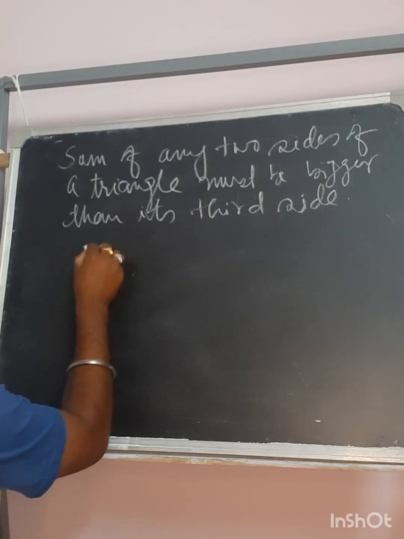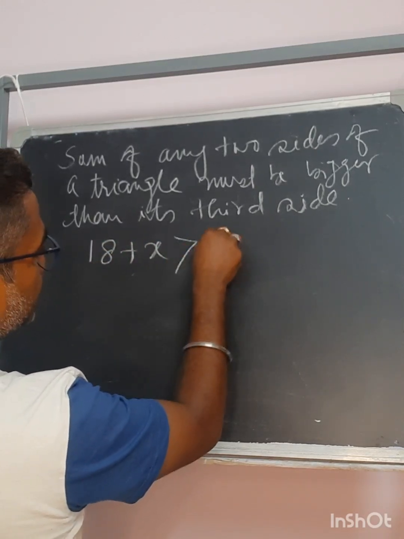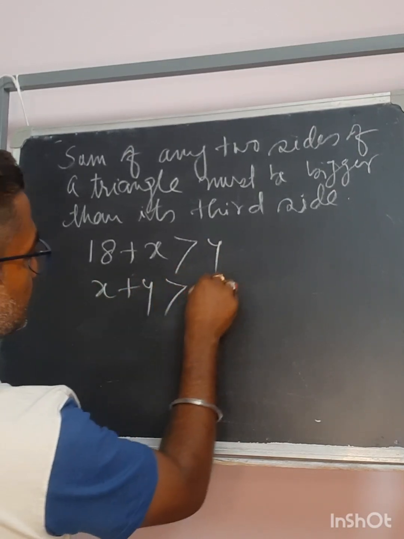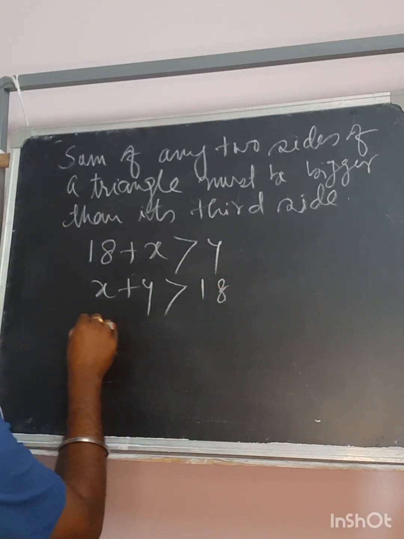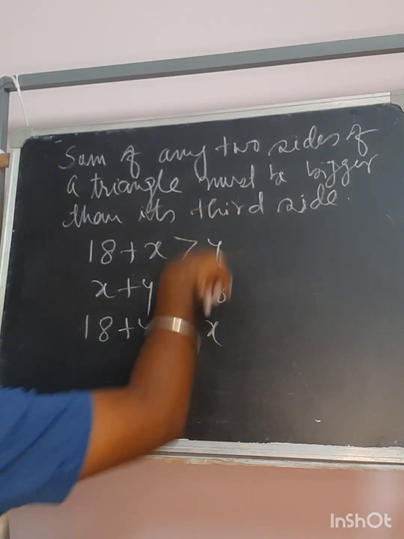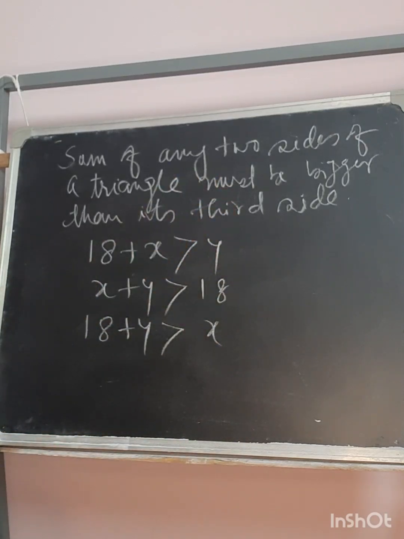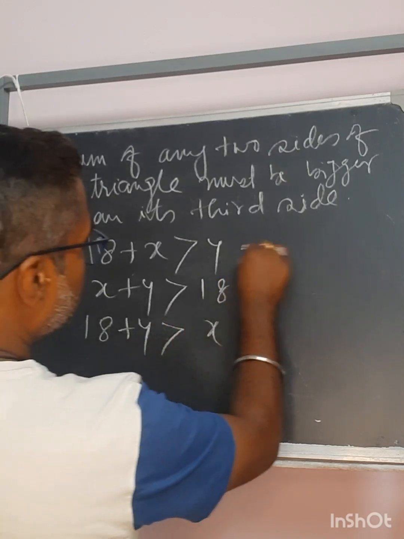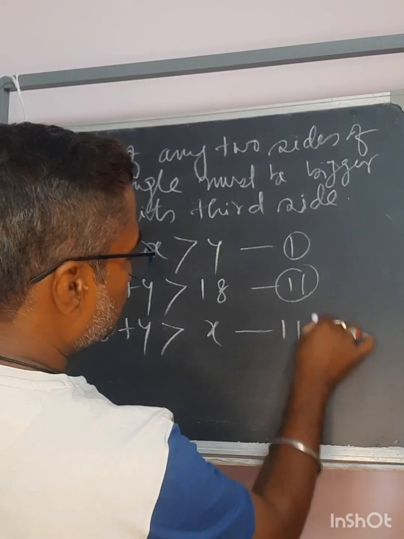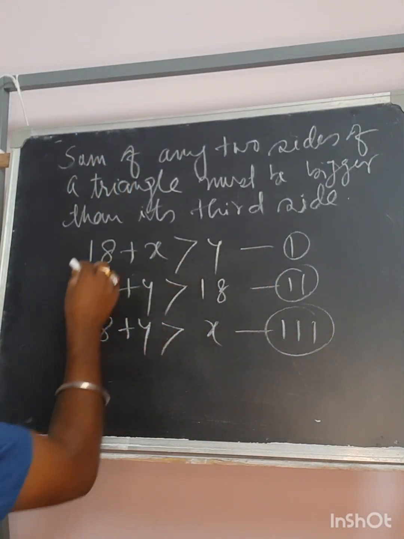So I can say that for any two sides, 18 plus x must be greater than y. This is the first condition. x plus y must be greater than 18, and the third one is 18 plus y greater than x. So these are the three possible conditions where the triangle can exist. Let's call them 1, 2 and 3. Considering two at a time, let's see what we can find.